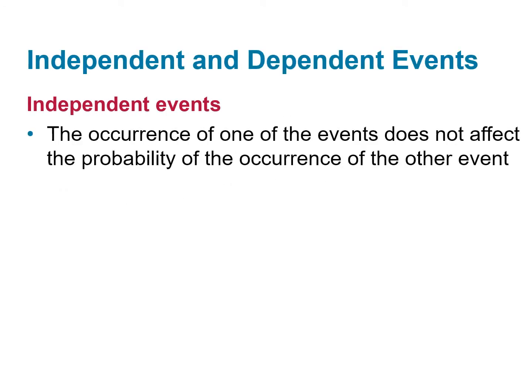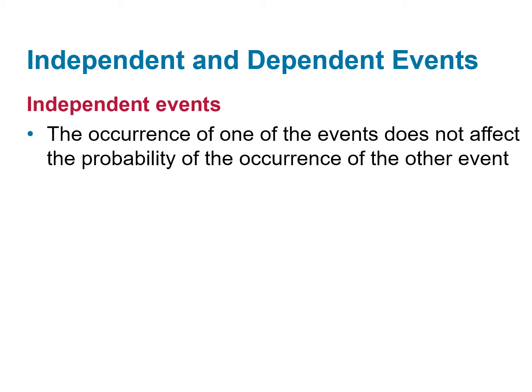Alright guys, in this video we're going to look at the difference between independent and dependent events and how we can identify those. Well, what is an independent event? Independent events is basically if one of the events does not affect the probability of the other event happening.